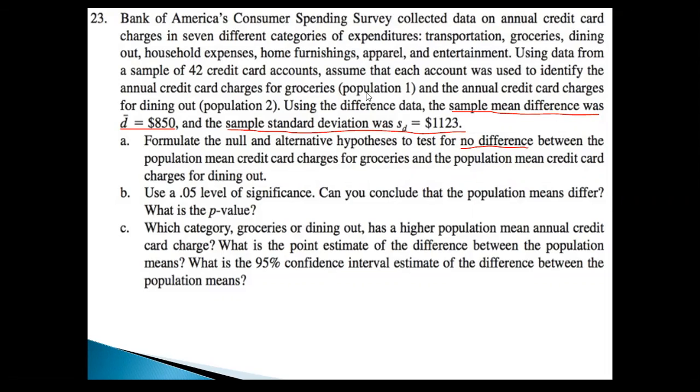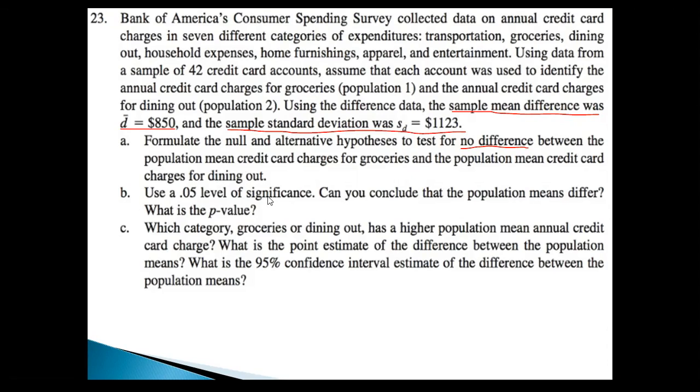And so that'll be your mu1, mu2. And using the difference data, the sample mean difference was d bar equal to 850. So we're actually already subtracting it and giving us the d bar. And the sample standard deviation was sd, which was 1123. Now we're going to formulate the null and alternative hypotheses to test for no difference, so equals 0, between the population mean credit card charges for groceries and the population mean credit card charges for dining out. Then we're going to use a 0.05 level of significance.